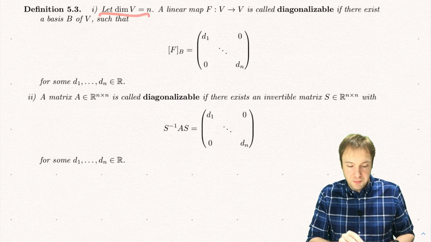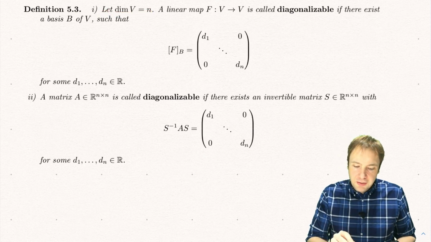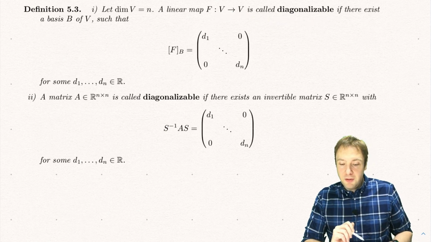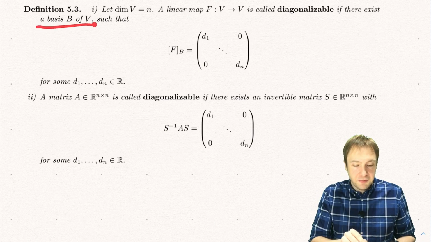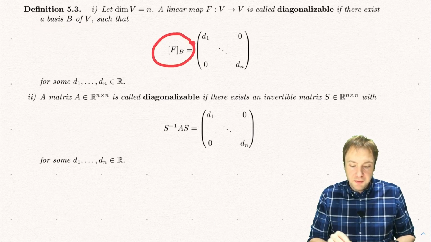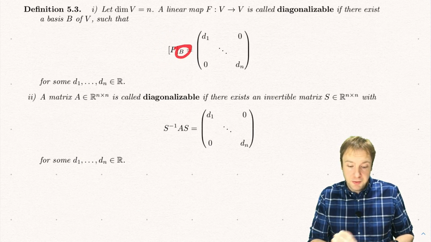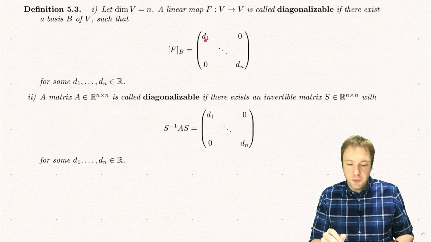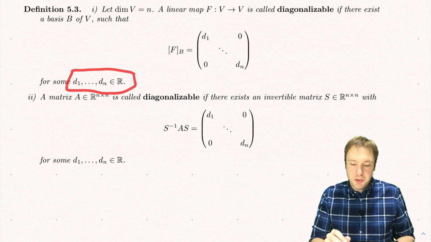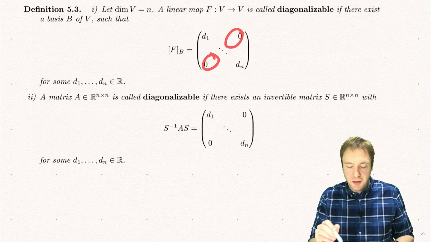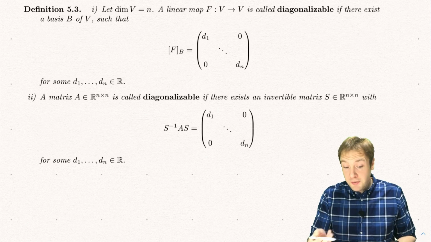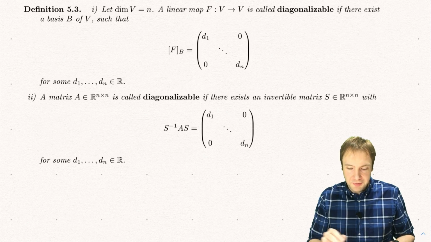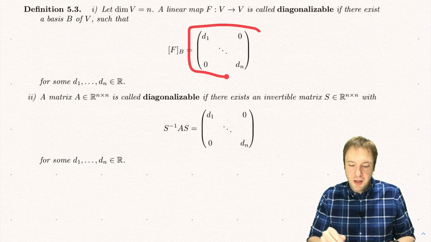So let V be an n-dimensional vector space, and now we have a linear map F from V to V, and then this linear map is called diagonalizable if there exists a basis of this vector space V such that the matrix of this linear map with respect to this basis is given by a diagonal matrix. So in other words, there are some numbers d1 up to dn, some real numbers which are on the diagonal, and all entries besides the diagonal are 0. And if you can find such a basis, then this F is called diagonalizable. So we can diagonalize this linear map, meaning we can bring it into this diagonal form.